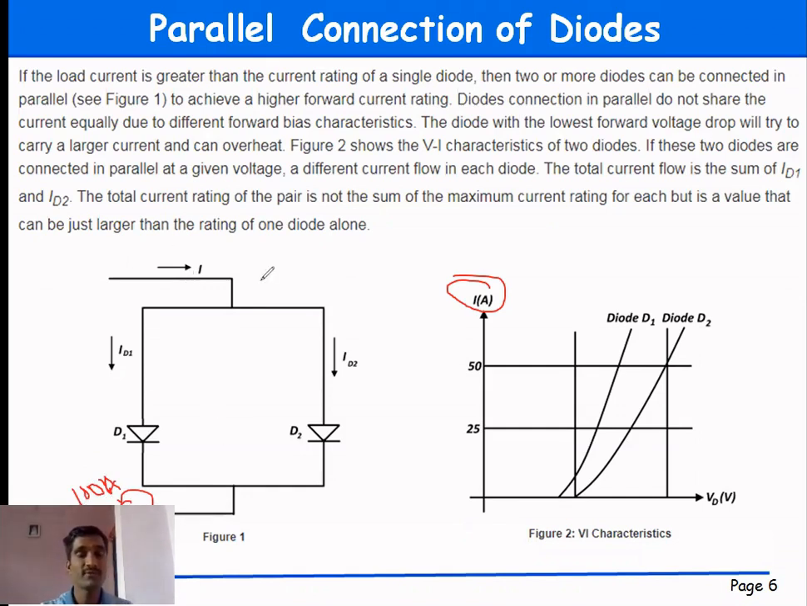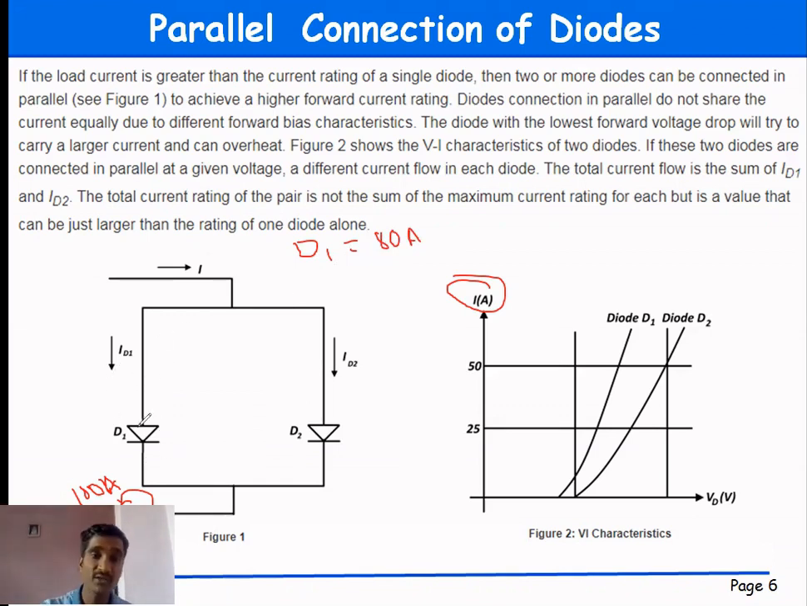So if in this case we use a single diode, and suppose the current carrying capacity of that diode is 80 ampere, then what can happen? In that case the 100 ampere current flows through this diode, so the diode may be damaged.